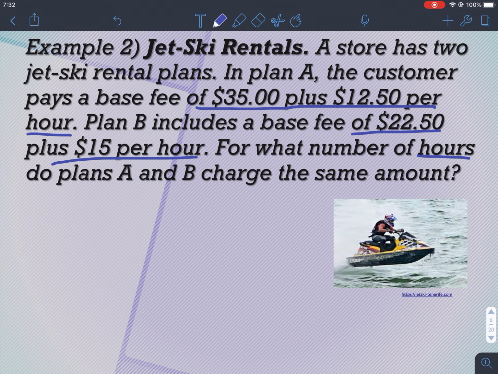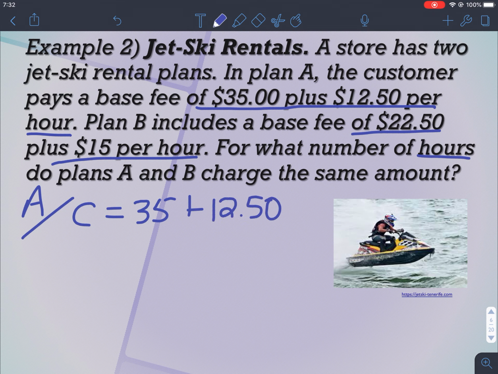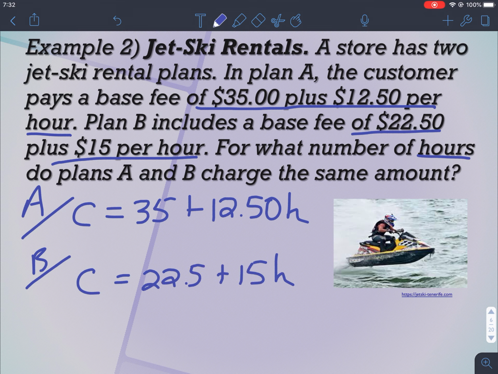The first thing we want to do is write down 2 different equations. So for Plan A, there is a cost which is equal to $35 plus $12.50 per hour. So notice that I'm choosing variables that are going to make sense to me. Cost is C, H is hours. For Plan B, the cost is going to be a flat rate of $22.50 plus $15 per hour.